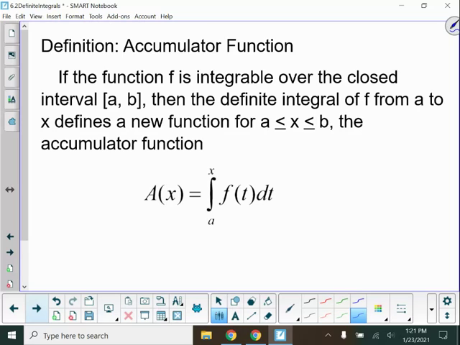Accumulator function is another way we can look at the integral. We have for this one, if the function f is integrable over the closed interval, then the definite integral of f from a to x defines some new function, which is the accumulator function. So it's a very similar setup. Notice t is my variable of integration. But instead of going from a to b, I would write this as a to x, and that gives me that accumulator function value. And so we're actually going to use that in our next example. And I think you'll get a better idea of how this is used and why we would use it after this.